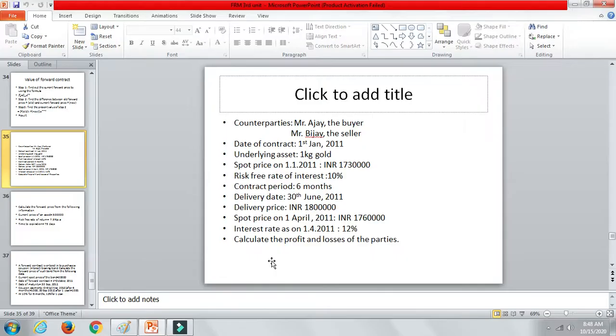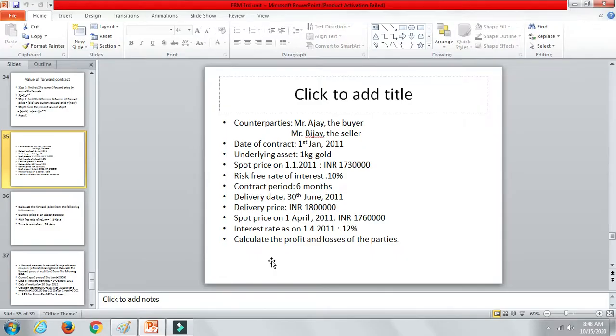Now he is asking us to calculate the profit and loss on the parties. He has given you information regarding 1st April 2011, so now we are going to calculate. He is asking us to calculate the profit and loss on 1st April 2011 only. So you are going to calculate on 1st April 2011 what is the profit or loss of Ajay or Vijay. This is the task for us.